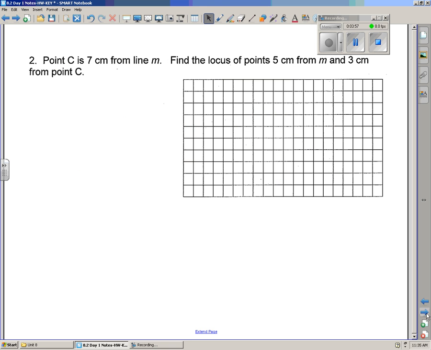Okay. Point C is 7 centimeters from line M. Find the locus of points 5 centimeters from M and 3 centimeters from point C. Just because I know what this problem looks like, I'm going to draw a line that happens to be a vertical line, somewhere about here. This is my line M. Point C is 7 centimeters away, so I'm going to go to the right: 1, 2, 3, 4, 5, 6, 7. So here's my point C.